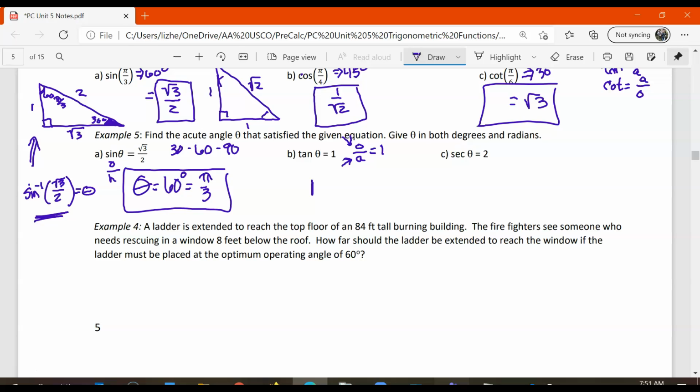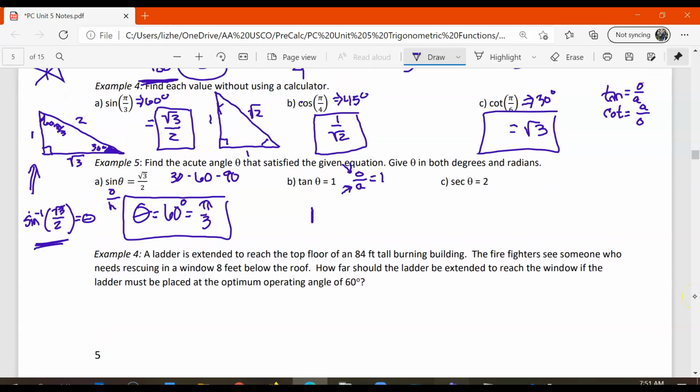The opposite side and the adjacent side both have to be the same number, and then it would simplify to 1. Therefore, I'm using a 45-45-90 special right triangle, and I have one of those drawn right there. So theta would have to be 45 degrees, which is pi over 4, because the only way to get tangent equal to 1 is if your opposite and your adjacent are equal to each other, which makes it an isosceles triangle.